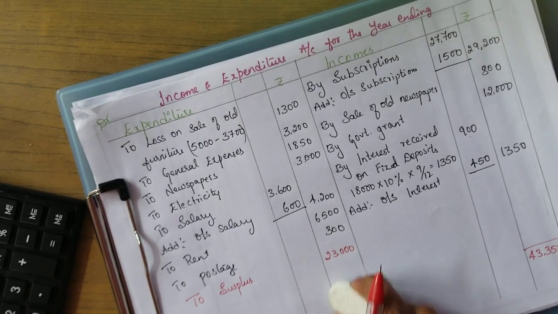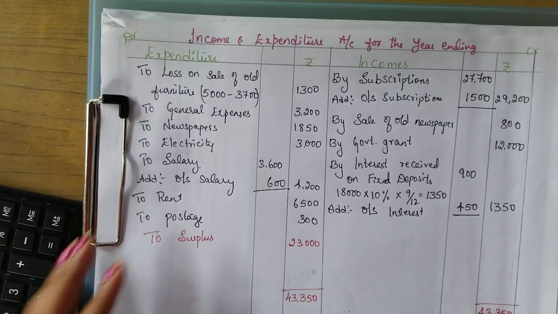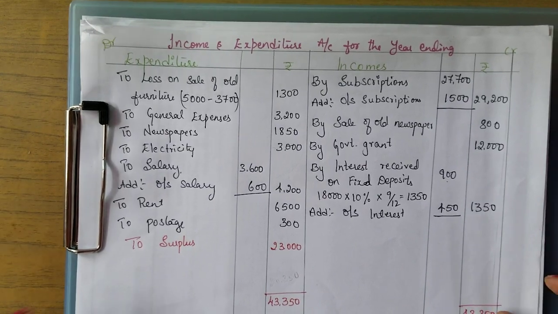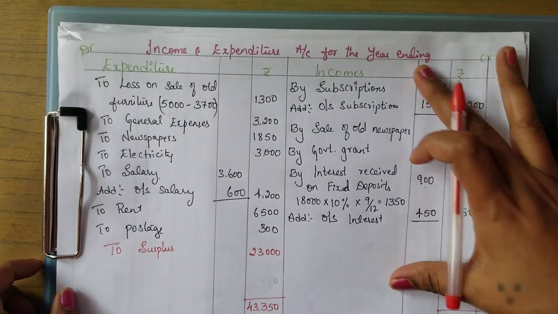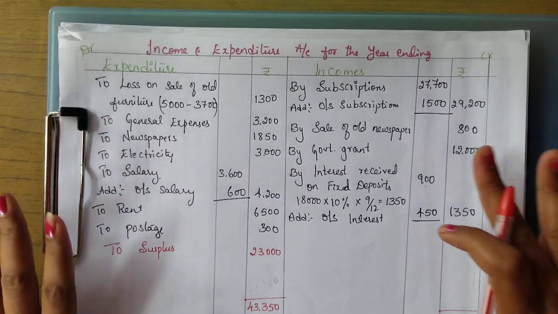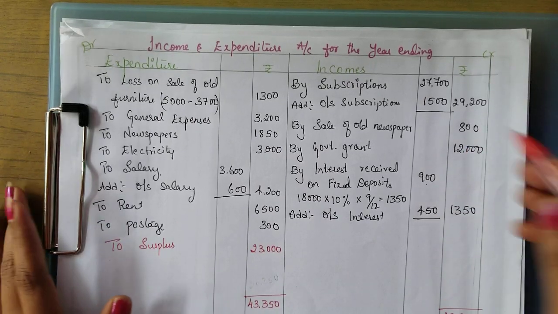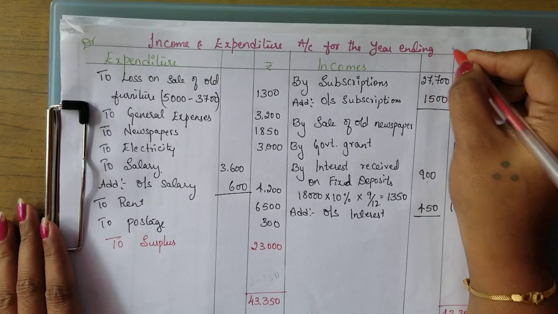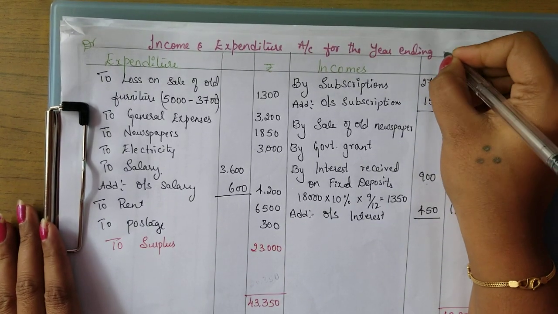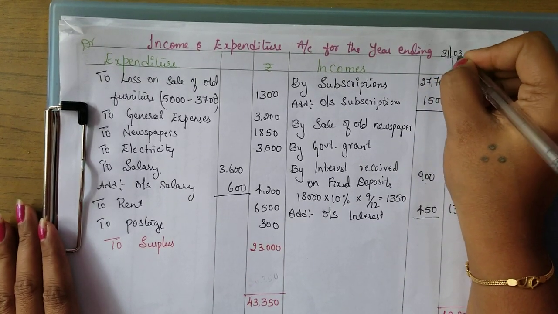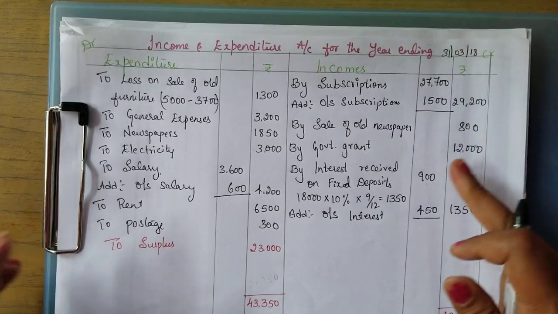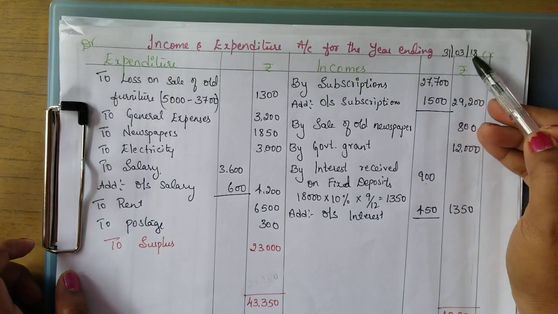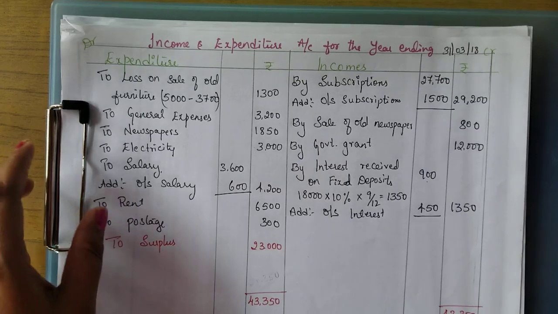So this is your income and expenditure account. We have found the surplus here, total incomes, total expenditure. Okay, now this is for which year? Sorry, I have not mentioned the year, right? This is for the 31st March 2018. This is for the year 31st March 2018.